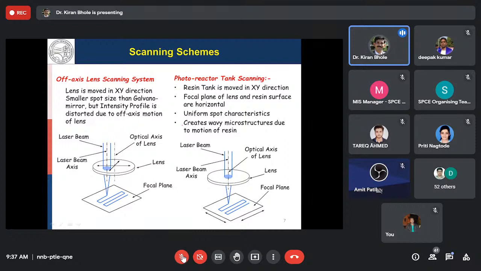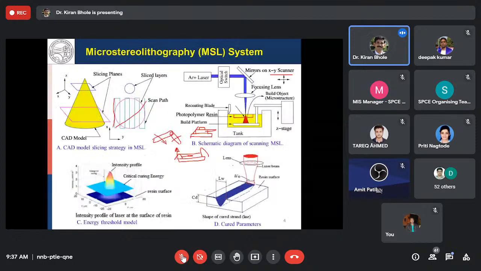To avoid all these problems of the intensity profile getting distorted or the focus point getting distorted all over the scan, the next scanning scheme was developed by Professor Ikuta, from South Korea. I think his group developed this new scanning called photoreactor tank scanning. So here we are in photoreactor tank scanning. This is the tank. The tank is moved in photoreactor tank scanning. So the tank is moved in the x and y direction.